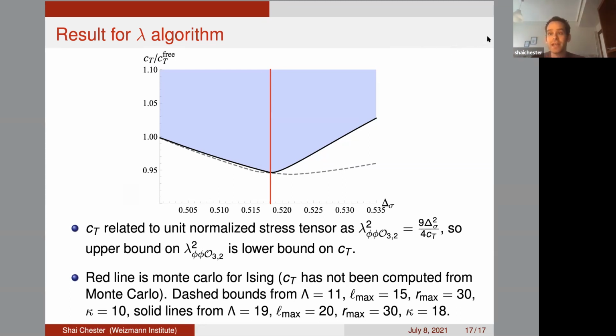And the reason is that, as far as I know, there are no other independent accurate predictions for the value of CT. So in a sense, it makes this more interesting because the bootstrap, you could say, is the only way to really accurately know what CT is.